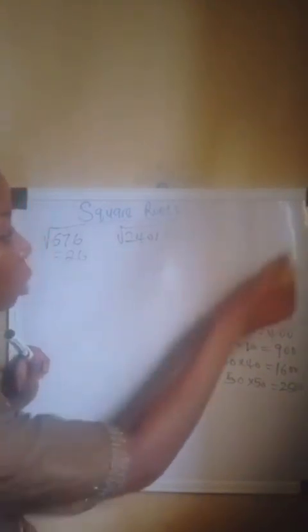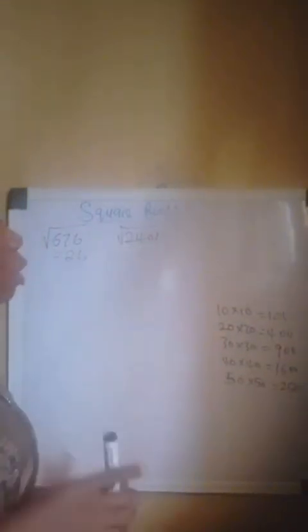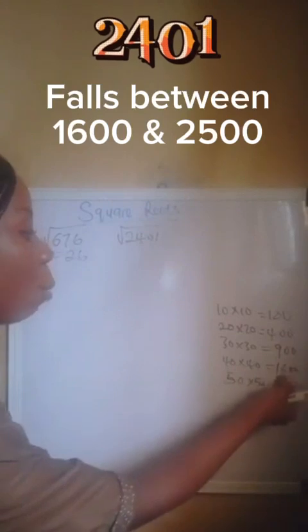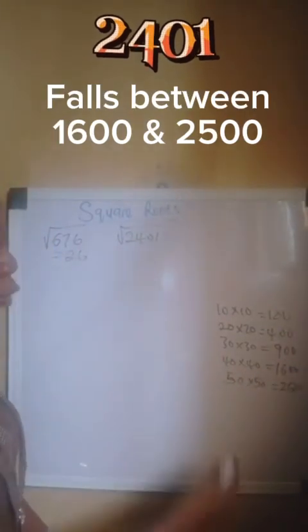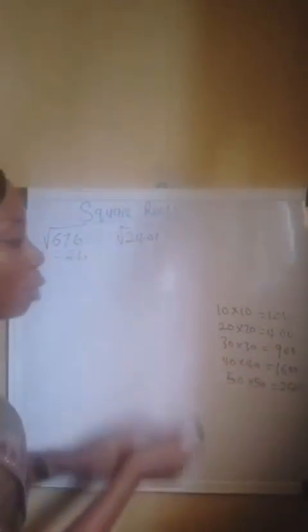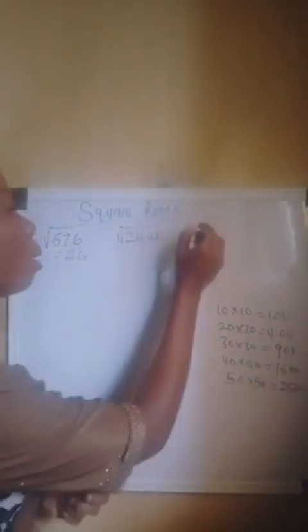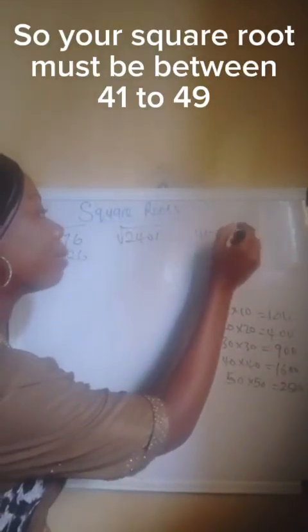Let's try the second number. Remember, you know your boundaries already. 2401, where does it fall? It falls between 1600 and 2500. So it means here your square root must be between 41 and 49.